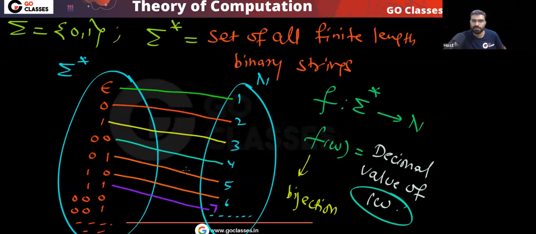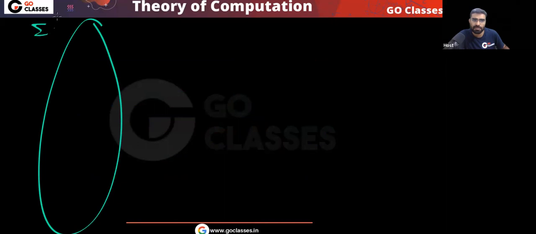Did you understand? Now you can notice, for example, this will go to 8, and so on. Just put 1 before it. See, this is the idea. Here you have sigma star. Sigma star is the set of all binary strings: epsilon, 0, 1, 00, 01, 10, 11, 000, 001, and so on.